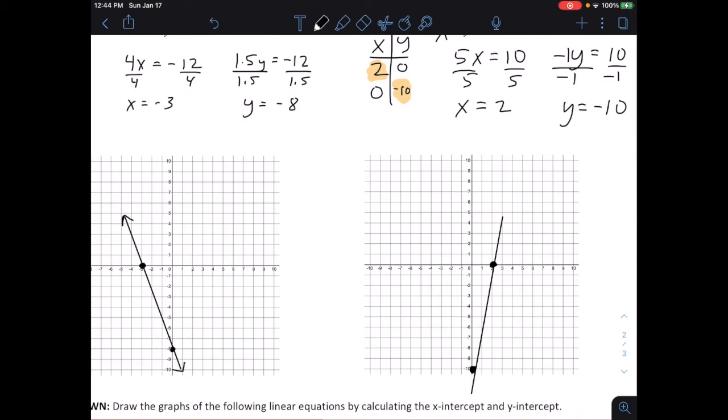The cool thing about Notability is if you draw that line and you hold on the end, it'll draw a nice straight line for you. And I missed the negative 10 a little bit, but that's okay. That's a Notability thing, not my issue, right?